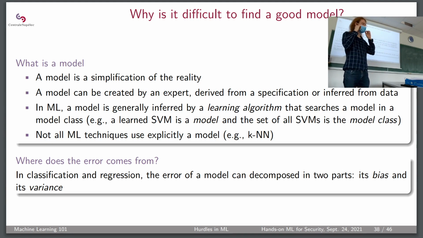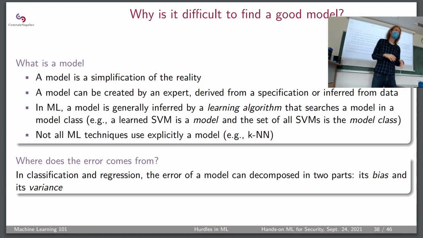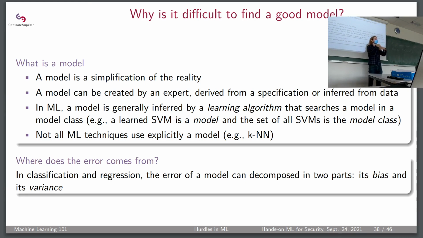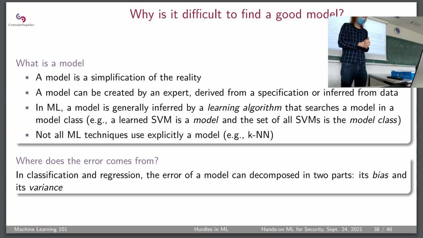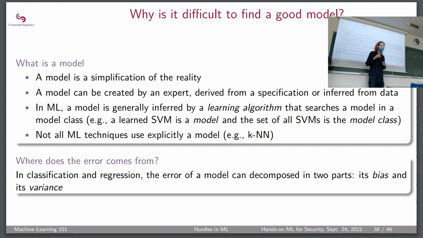Usually, you have a model. For example, a decision tree, it's a model. Naive Bayes probabilities are a model. But you sometimes have techniques that don't explicitly add a model. For example, KNN, it checks the training data directly. So we don't have an intermediate model in this case. So why is there error in machine learning? There are two main reasons, two sources of error in the model. What is called the bias and what is called variance.